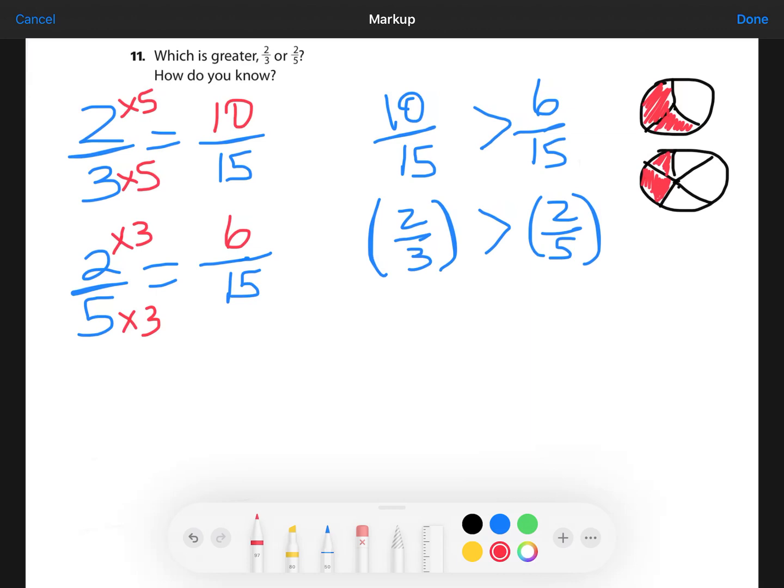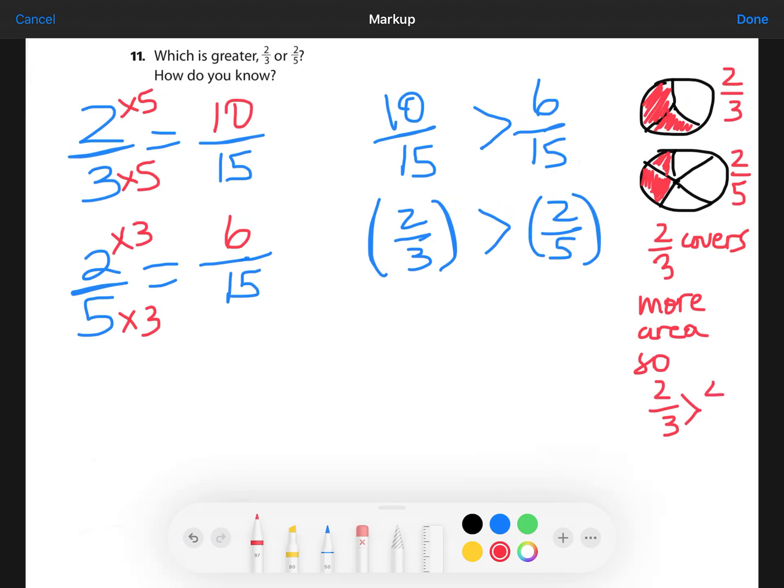Two-fifths. So if I were to imagine putting the 2/3 on top of the 2/5, we would notice that 2/3 covers more area. So 2/3 is greater than 2/5.